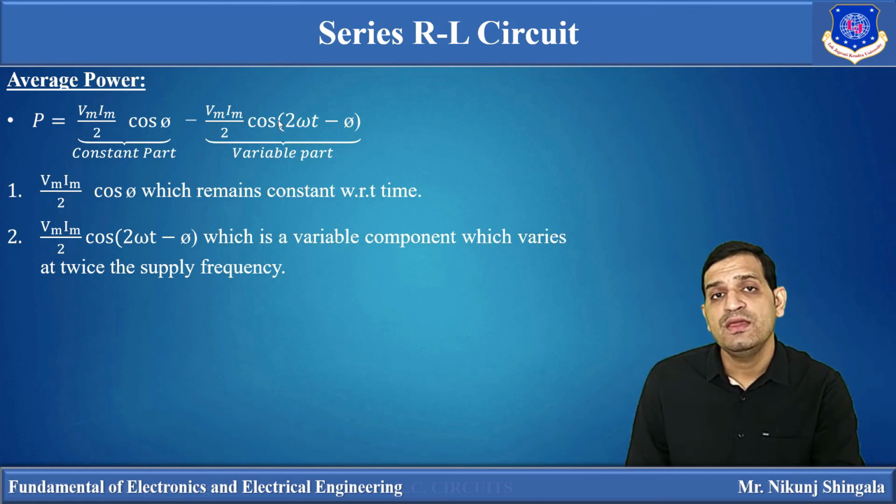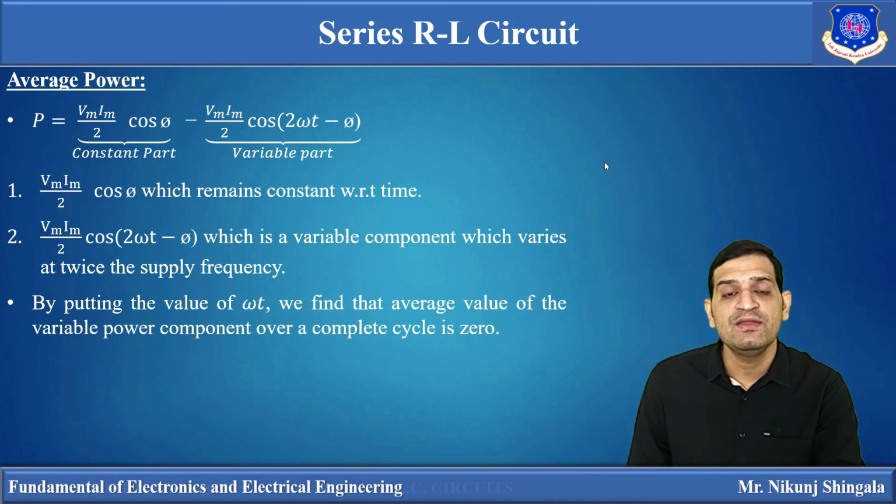Now we know if we take the average of cos omega t, that will be 0. Now if we take the average of cos 2 omega t, that means we are doubling the frequency, but the number of positive cycles will be equal to the number of negative cycles. So again the average will be 0, and phi has nothing to do with the average, because phi represents the phase shift. The signal is shifted. So the average of the term cos(2 omega t minus phi) is 0. If we take the integration from 0 to 2 pi, we get 0. So by putting the value of omega t, we find the average value of the variable part over a complete cycle is 0.